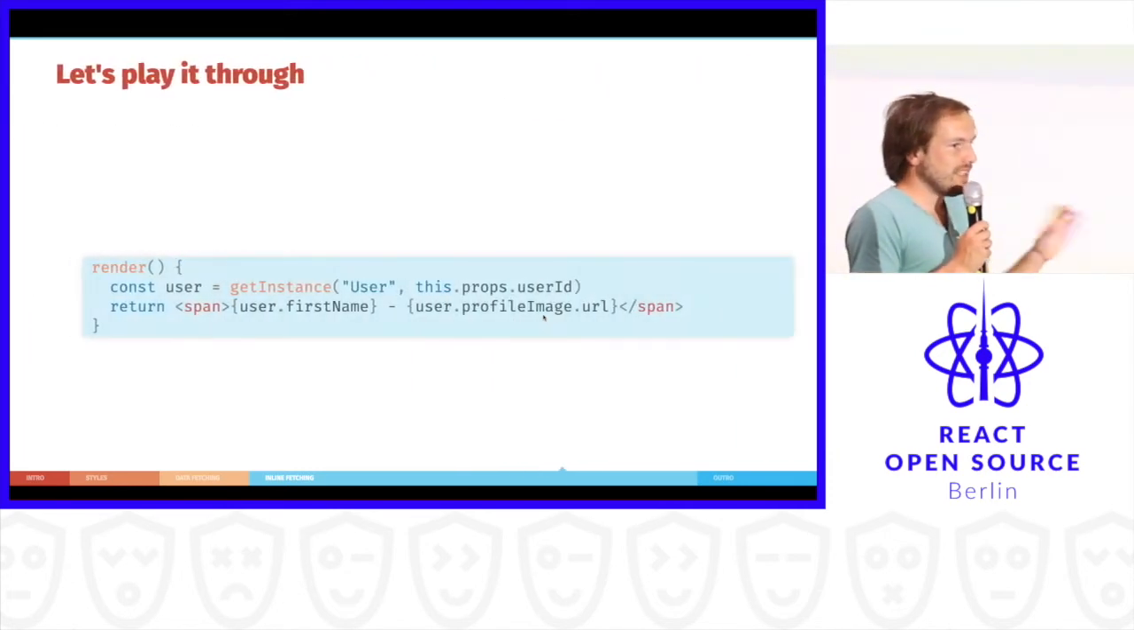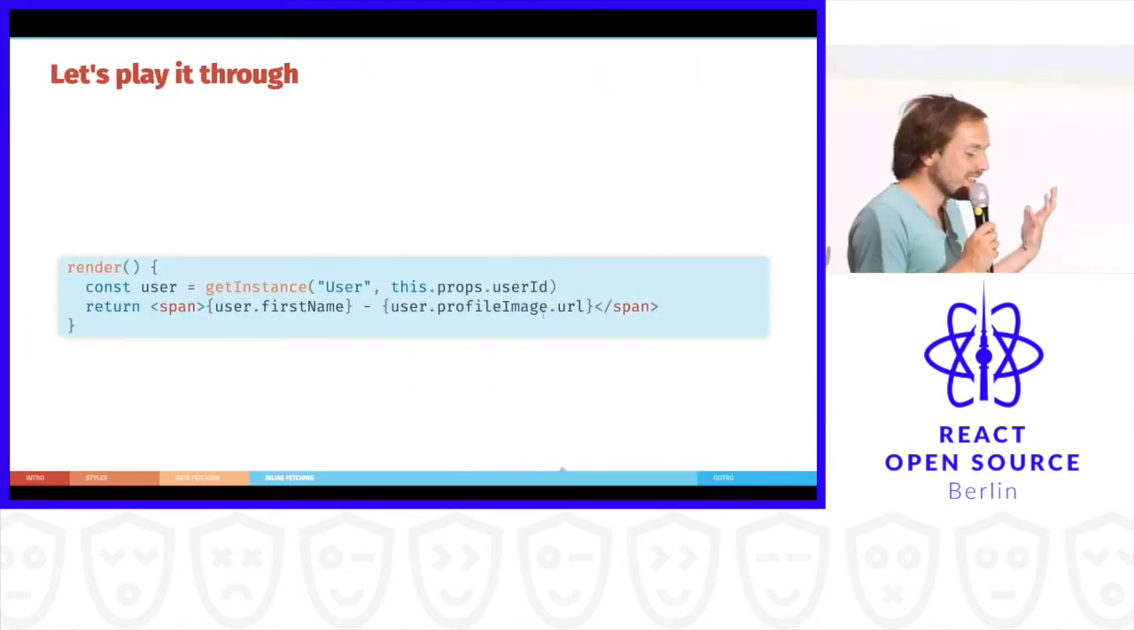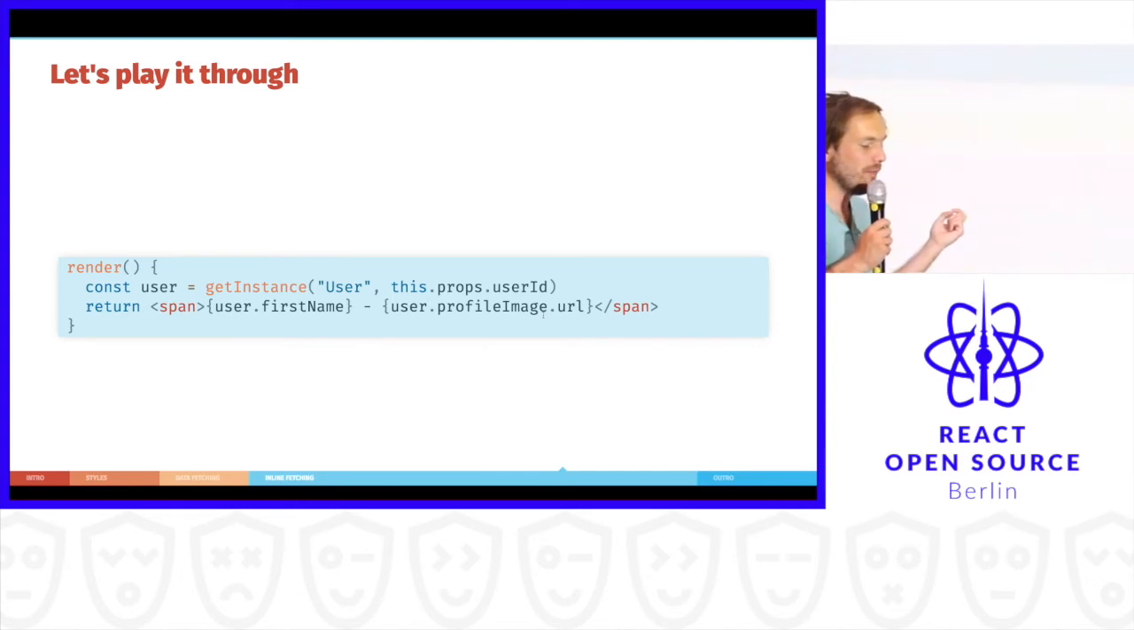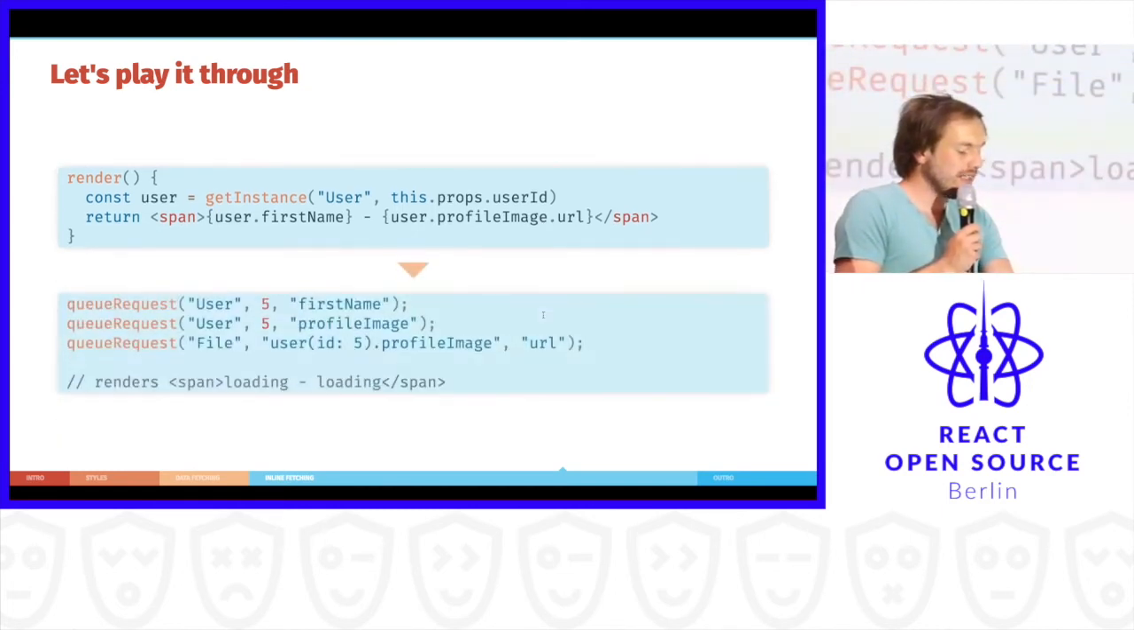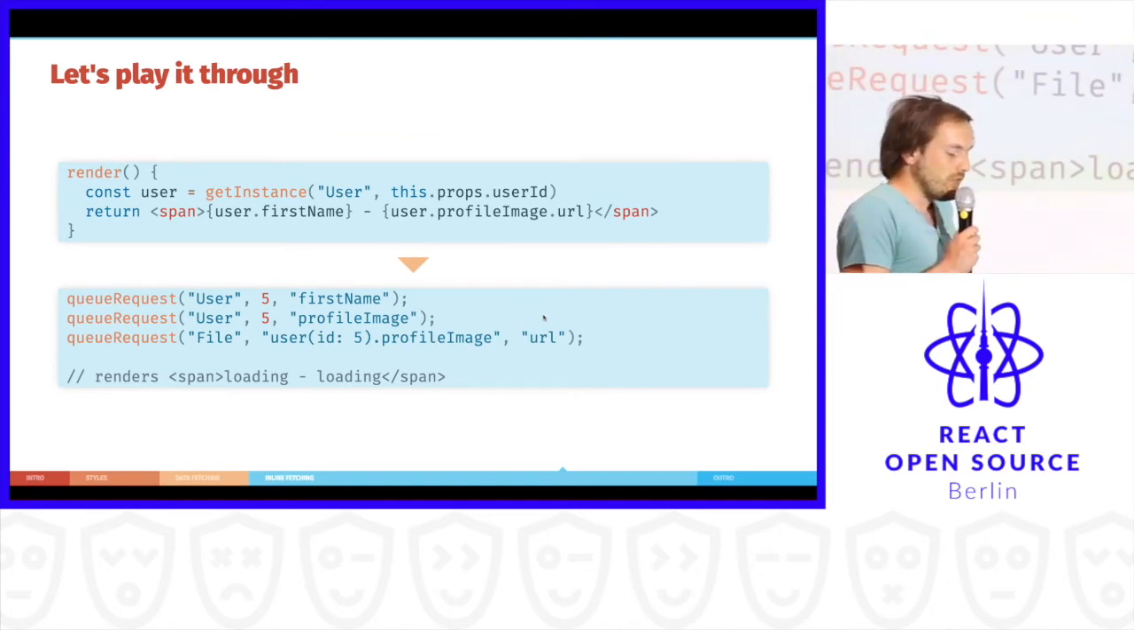So to give you an idea of how it actually works in a real render method, let's look at one example. In this case, all we want to do is render a user and render its first name as well as the profile image URL. And once we render this, and the cache is empty, all we are returning is loading dash loading, but in the background, we've been queuing 3 requests. One for the first name of the user, then one for the profile image of the user, as well as the URL of the user's profile image.